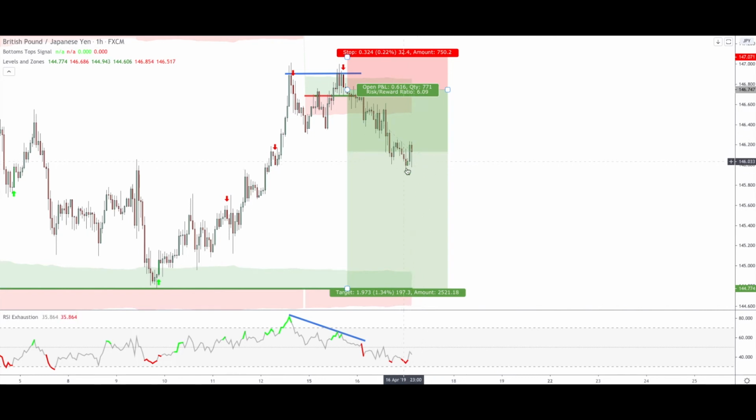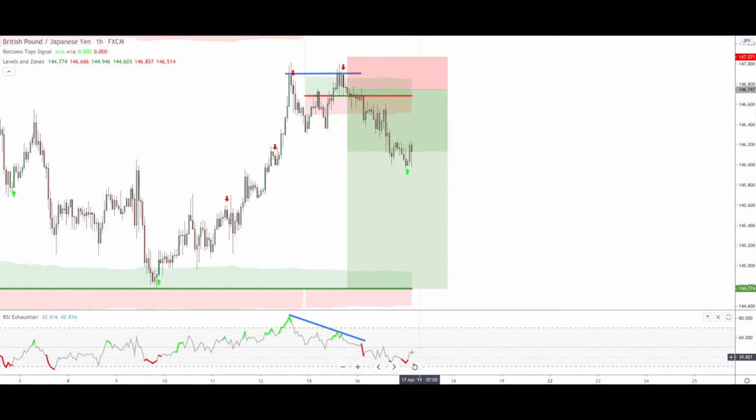We recently got a bottom here, but I don't care about this one, because when I combine this bottom with the RSI Exhaustion and the overall price action, I don't see any significant evidence supporting the fact that this is going to be a major bottom or even a bottom. It's probably going to be broken down. I'm not saying anytime soon, but it's probably going to be broken down.